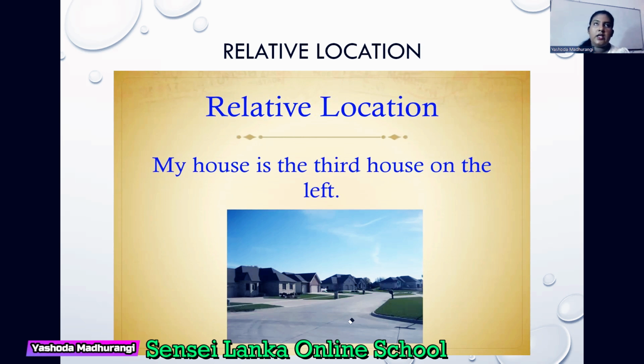If your house is located near a temple, if your friend asks, where is your house? My house is near that temple. You can tell the name of the temple. So in relative location, we are using surrounding things to tell the location. It is very easy.